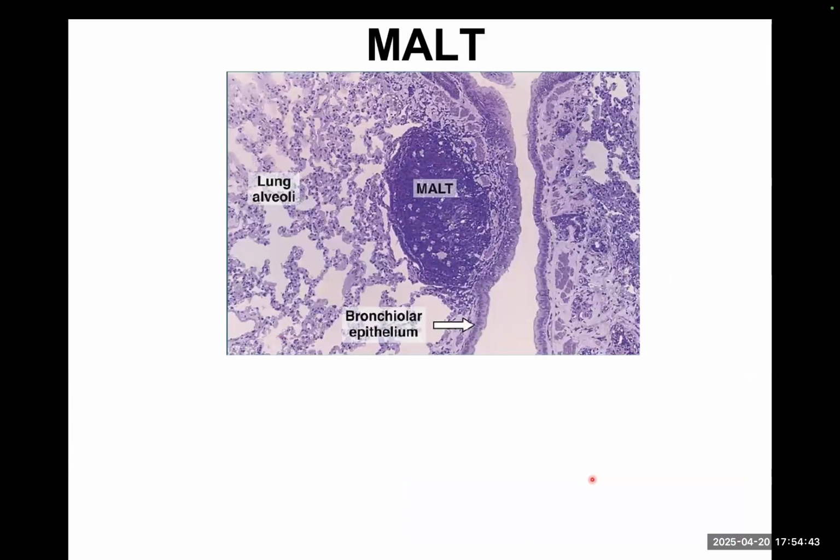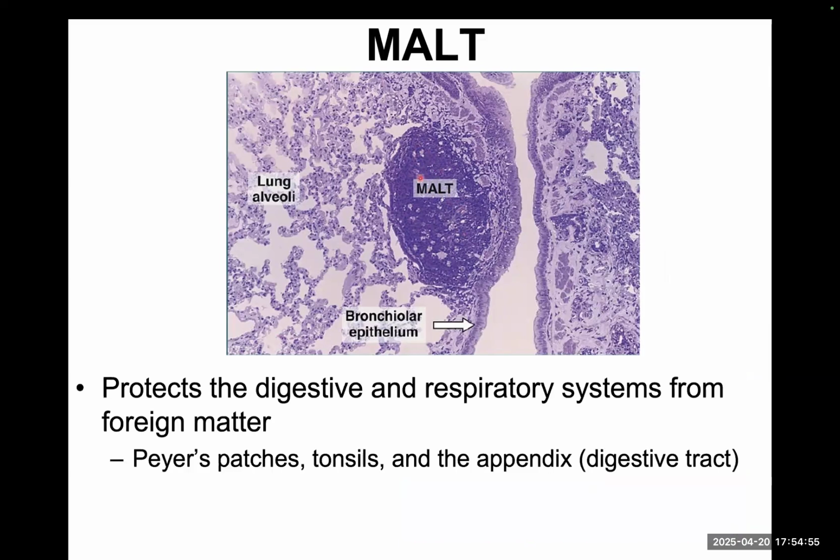So there's your MALT. That's the MALT. And because you're breathing all this stuff, spores, bacteria, and things like that, there are some specialized places with MALT, and these places are going to be called Peyer's patches. So it protects the digestive and respiratory tracts from foreign matter. These are called Peyer's patches. Tonsils and the appendix is also a special place. So I'll show you a picture of this in a second over here.